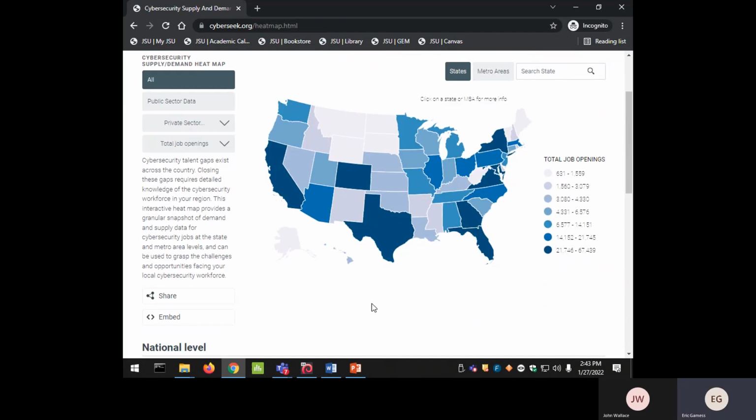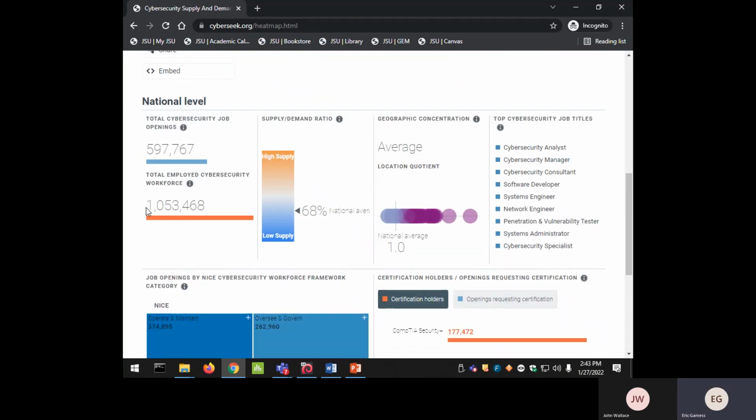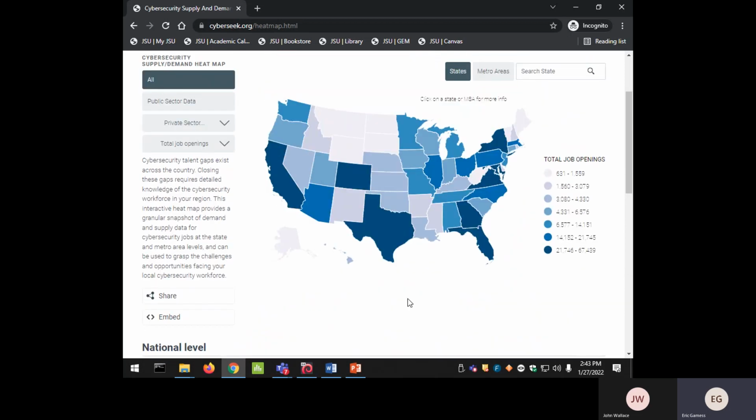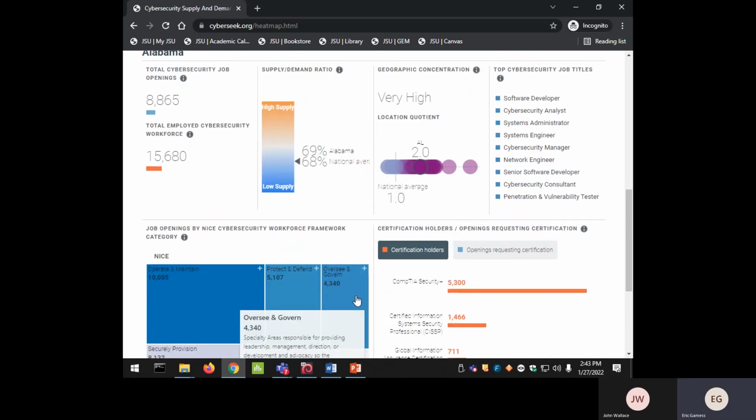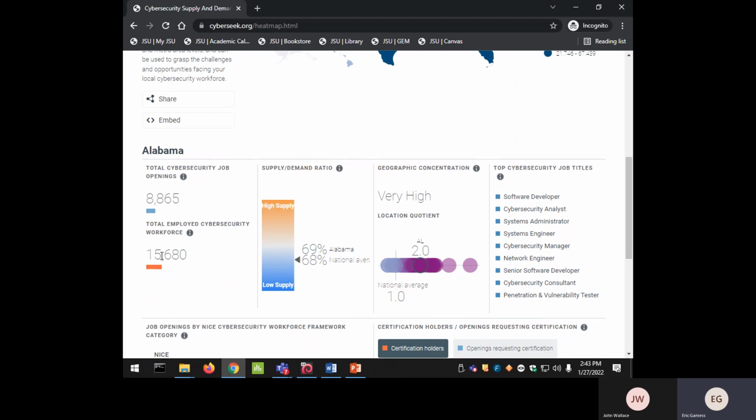So this is information about the US. This is the number of people that are working at this moment in cybersecurity, more than 1 million. And we are looking for 600,000 people to employ. So that's a big, big number, as you can see. So let's see Alabama. Alabama is not an especially hot state. Here is the number for Alabama. We have 15,000 people that work in cybersecurity, and we are looking for almost 9,000 people at this moment.